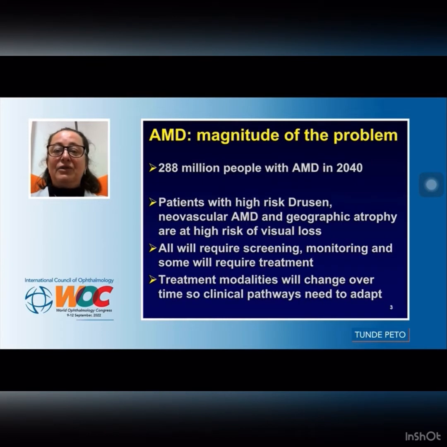In about 2040, about 288 million people will be diagnosed with AMD, and patients with high-risk drusen, neovascular AMD, and geographic atrophy are at high risk of visual loss and will require screening, monitoring, and treatment. Treatment modalities will change over time, and so the clinical pathways we have set up will need to adapt to this.